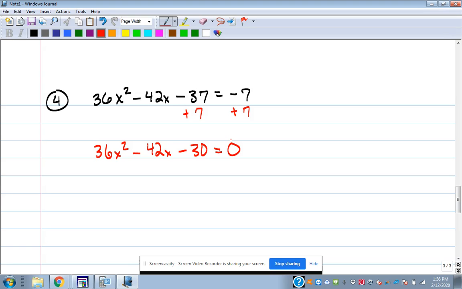You need something that goes into all 3 of those. Preferably the biggest something that goes into all 3 of those. 6 goes into 36, 6 goes into 42, and 6 goes into 30. Is there anything bigger that goes into any of those? The only things bigger that go into 30 are 10 and 30, right? The 10 doesn't go into either of those, and 30 doesn't go into those. So 6 is the GCF. Since it's just a number, I'm just going to divide everybody by 6.